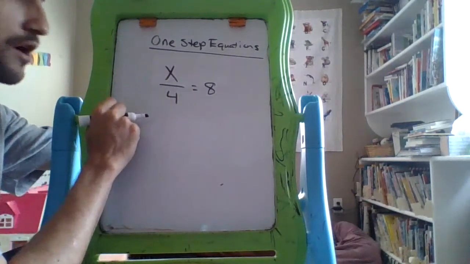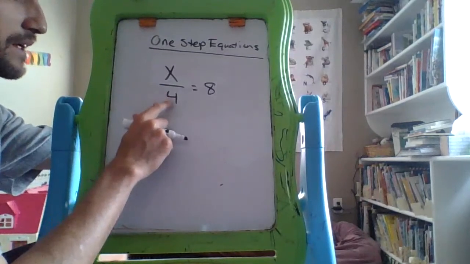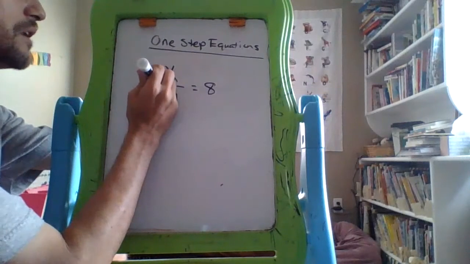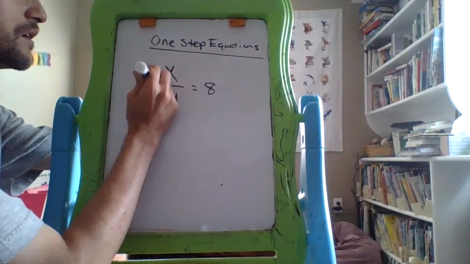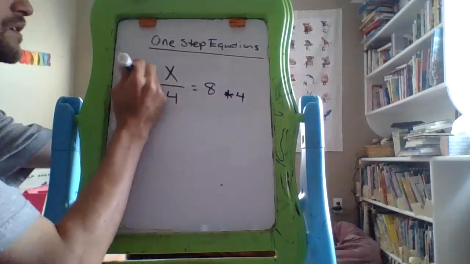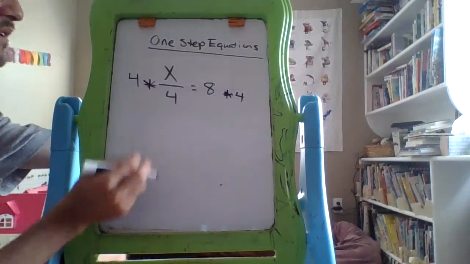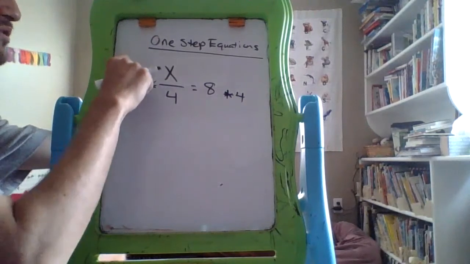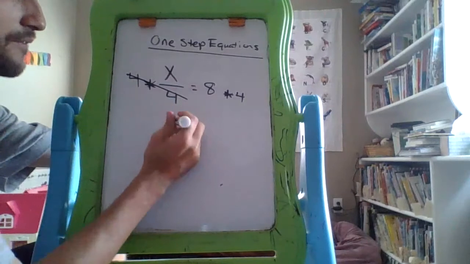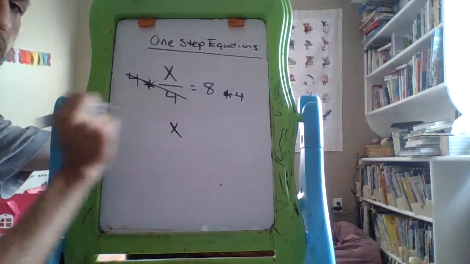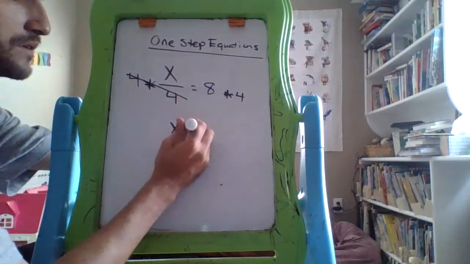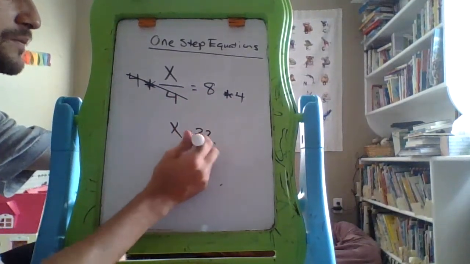x is our numerator. So if I want to do the opposite of dividing by 4, I can show it this step where I multiply 4 to both sides. So what happens is this is 4 times x over 4, and I get left with just x on this side, okay? And that equals 8 times 4, which is 32.